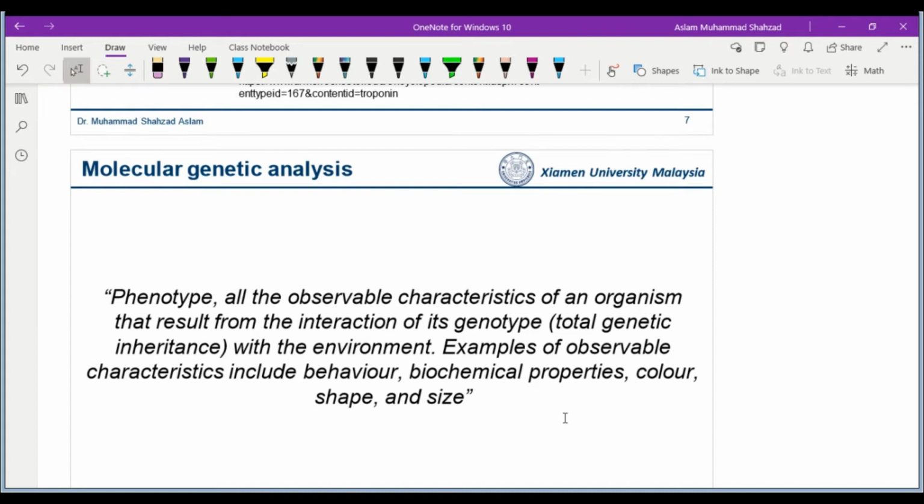I mentioned here phenotypes, so we need to first understand what a phenotype is. A phenotype is all the observable characteristics of an organism that result from the interaction of its genotype, which is known as the total genetic inheritance, with the environment. So when we talk about the phenotype, we always discuss the observable characteristics with the genetic characteristics that interact with the environment.